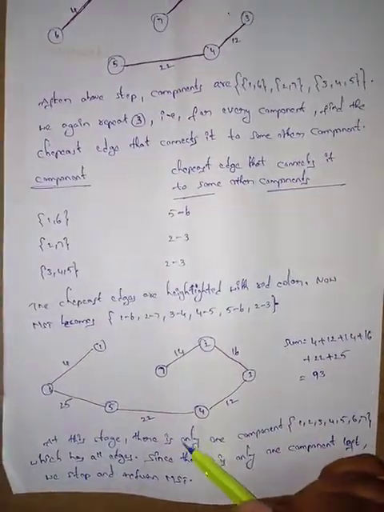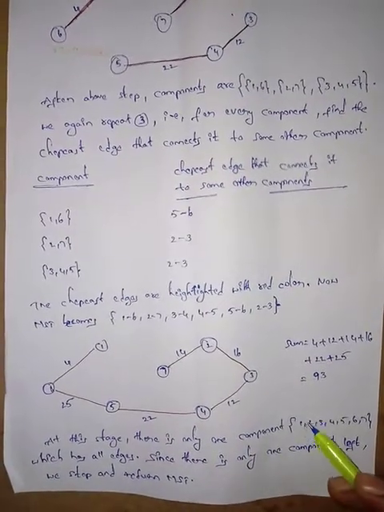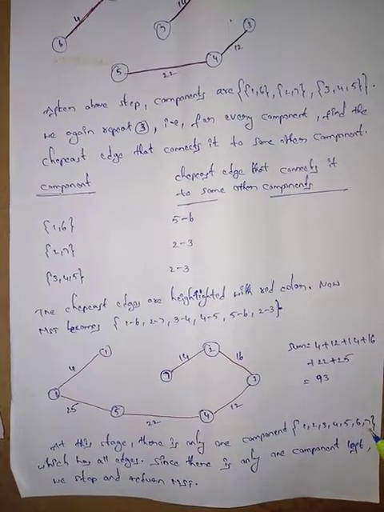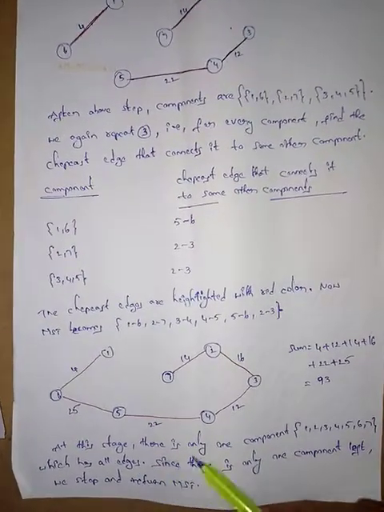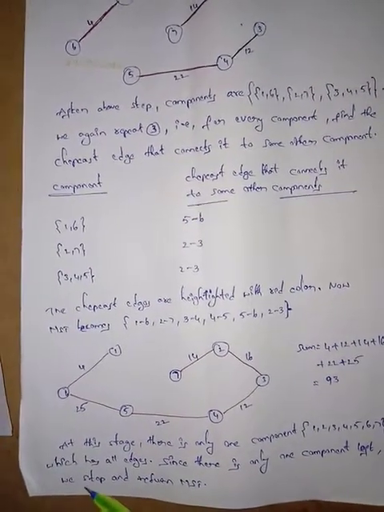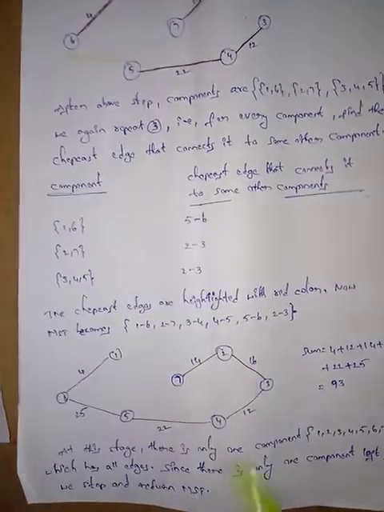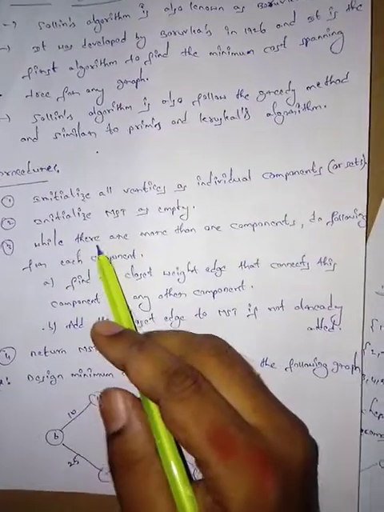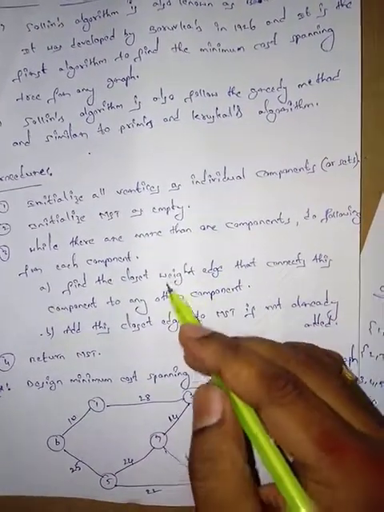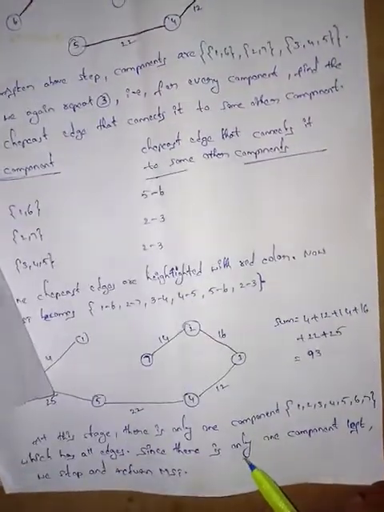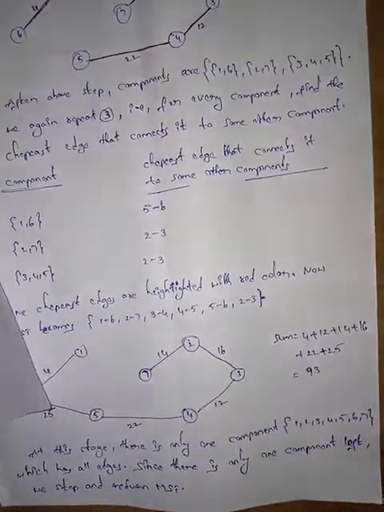At this stage, there is only one component. The component has the vertices 1, 2, 3, 4, 5, 6, 7, with all edges. Since there is only one component left, we stop here and return MST. Based on our step 3, only while there is more than one component do we follow these steps. Now only one component is there, so we stop here and return MST, the minimum spanning tree.